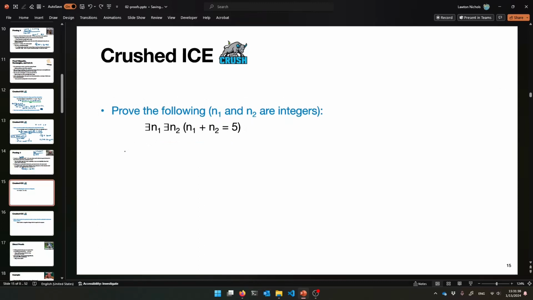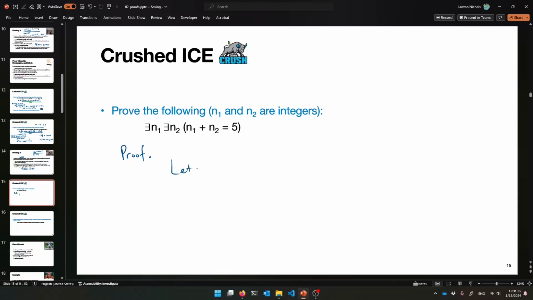And assuming you gave it a shot, let me do it my way. Let me try to make it look like a normal mathematical proof. You got to say proof, period. And then you got to just pick values, right? You got to show that this is true. There exists an n1 and an n2 such that n1 plus n2 is 5. Like, there's so many values, right? Let's do a fancy one.